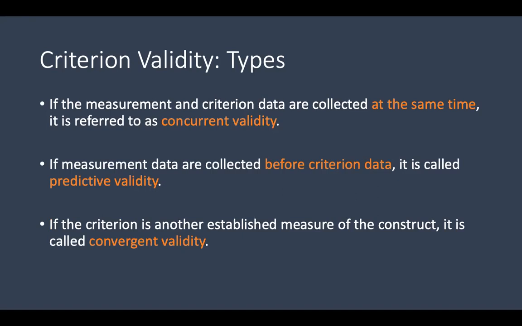If the criterion is another measure of the construct, such as if you develop a self-esteem measure of your own, you will be measuring the correlation between your measure and the Rosenberg self-esteem measure, which is the gold standard criterion for explicit self-esteem. If this is the case, it is called convergent validity.